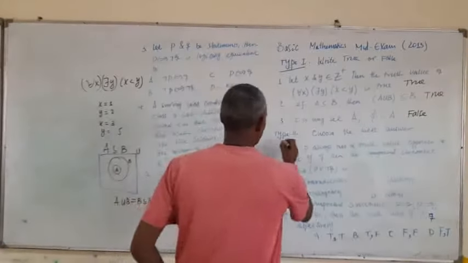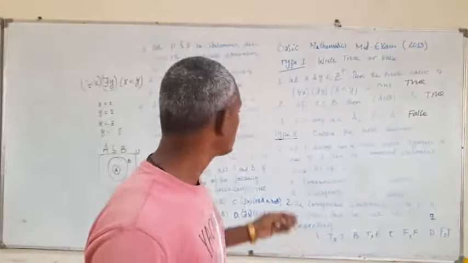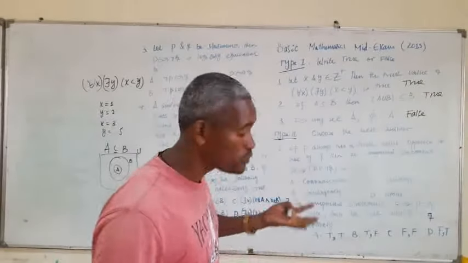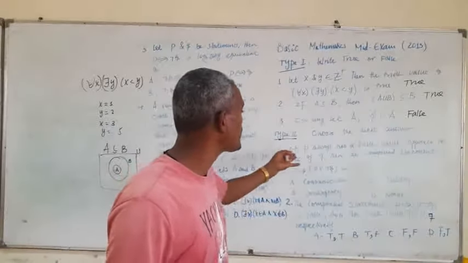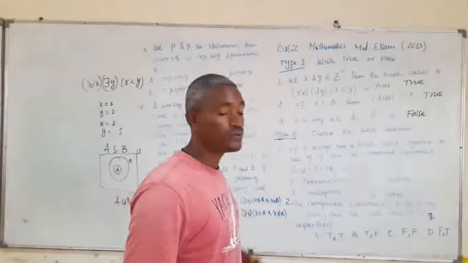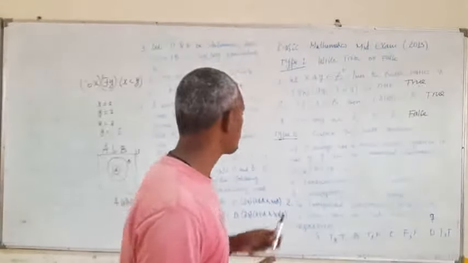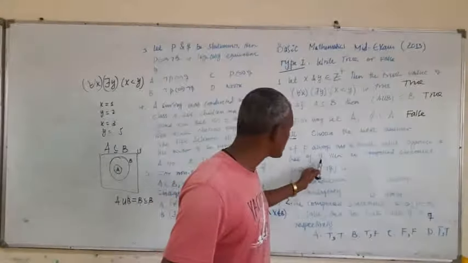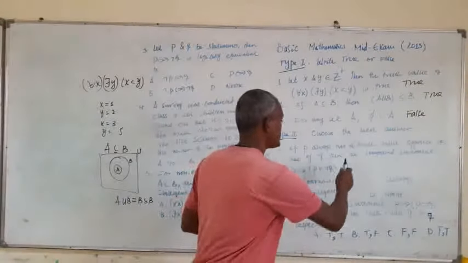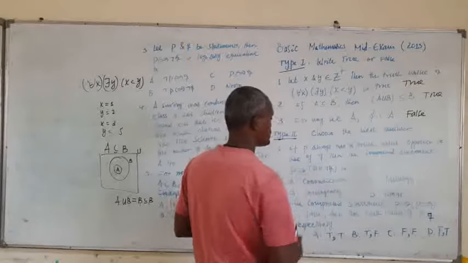And the second part is type 2, choose the best answer. So the first question says that if P always has a truth value opposite to Q, so you are given two opposite values. P is one statement and Q is another statement, and the truth value of P is opposite to Q, then the compound statement P implies P or negation of Q is what?